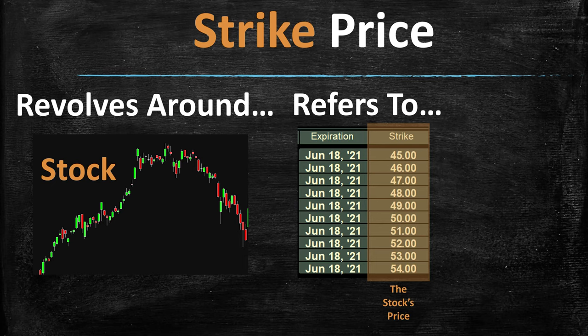But those are the two types of contracts. As simple as that. Just those big basics. Call contracts, cup. Want to see it go up. Put contract, let's put that bad stuff down the toilet. You want to see the stock price go down.